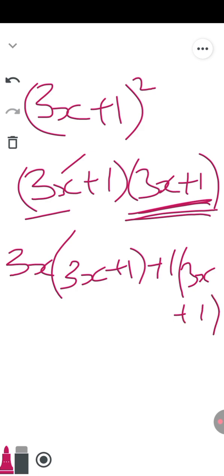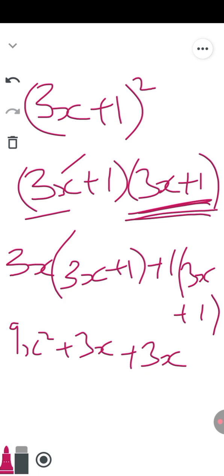So now let's open the bracket. It's looking like the last one now. Use 3x to open this bracket. That's 9x squared plus 3x. Then I come here to use this plus 1 to open the bracket. What is 1 times 3x? That's plus 3x. What is 1 times 1? Plus 1. Are you following?